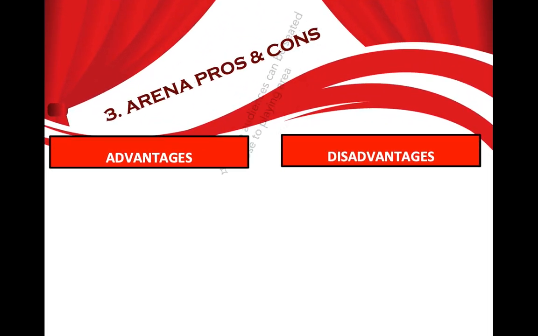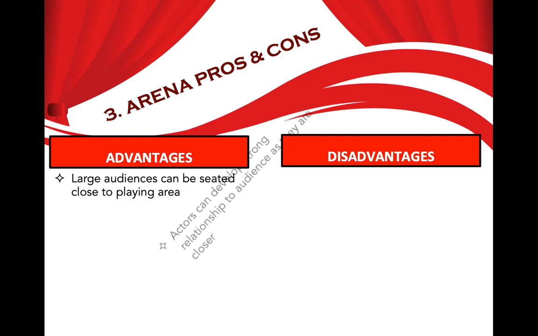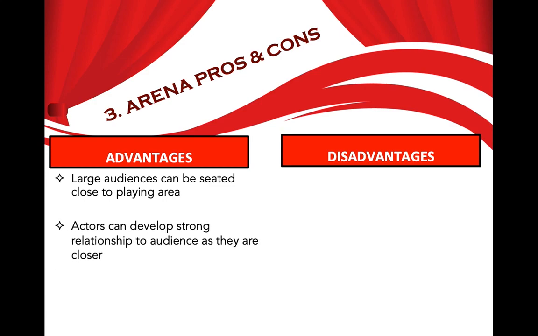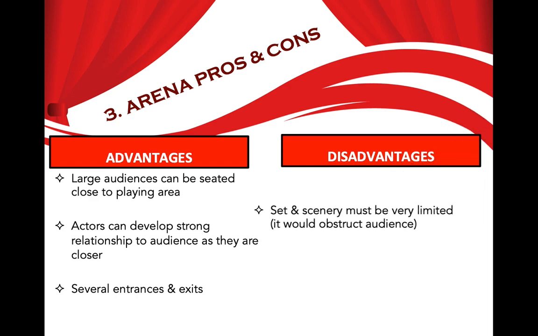So the advantages would be that you can have a lot of people seated very close to the stage. The actors can develop a strong relationship to the audience because they're closer, and you would have seen that in the clip as well. He was really able to engage with the audience because he was so close to them, and because he was using this natural 360-degree body positioning. And they have several entrances and exits through what we would call the vomitoriums.